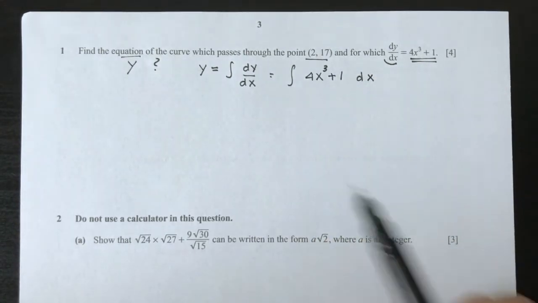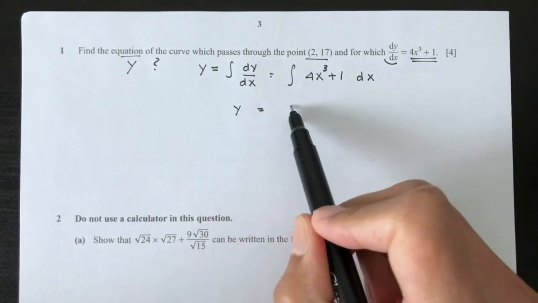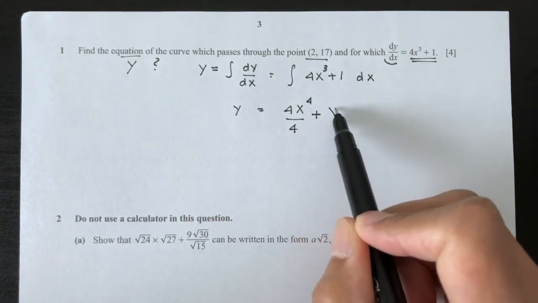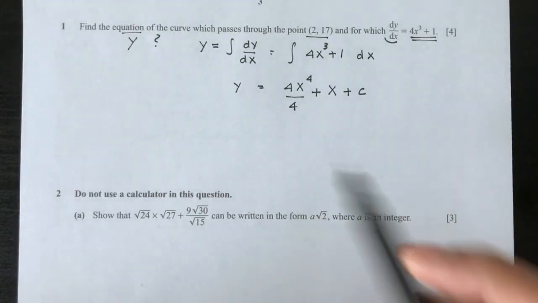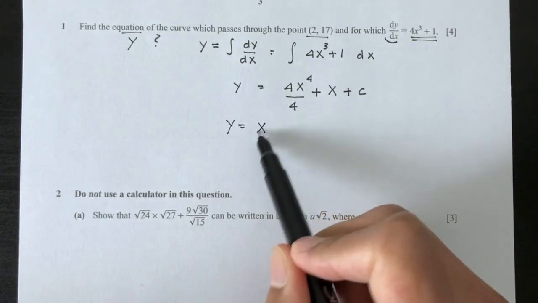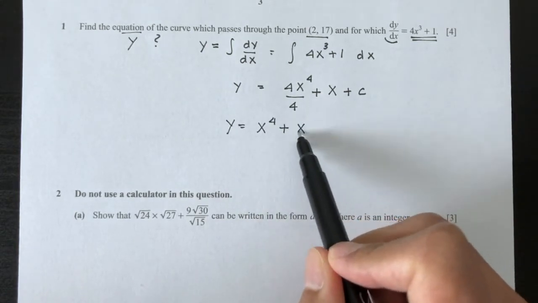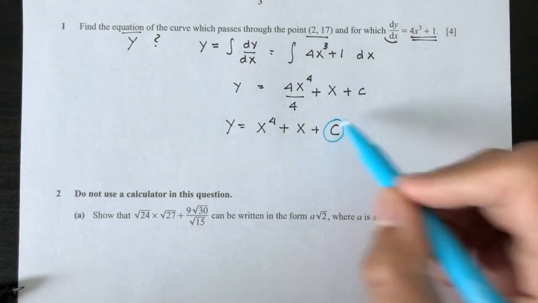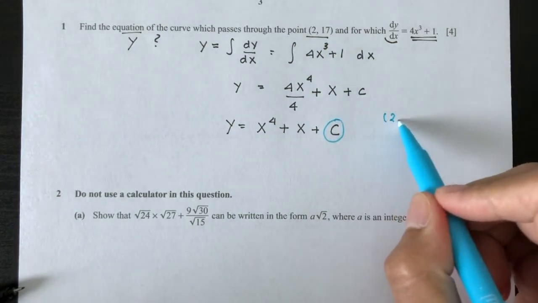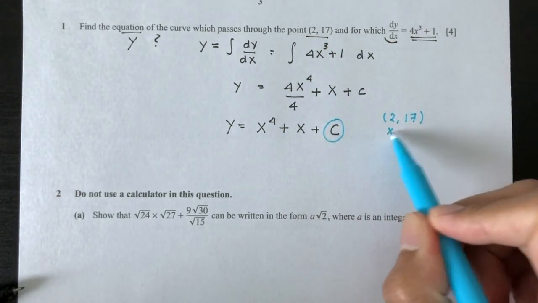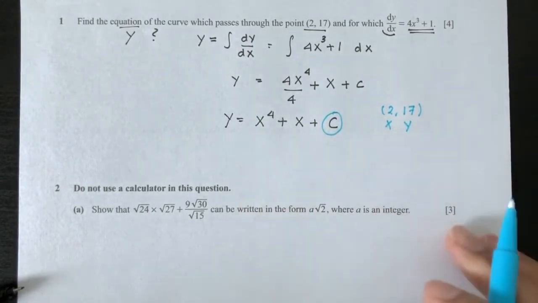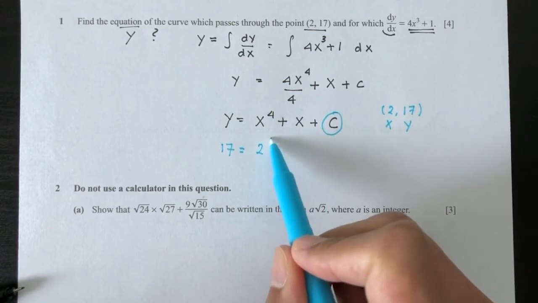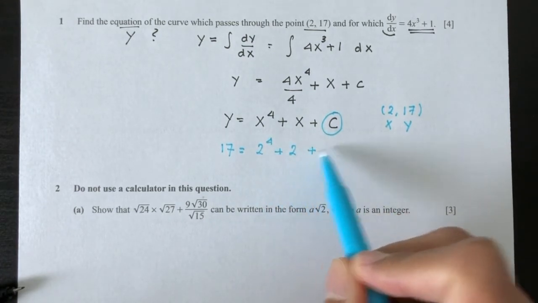Now let's do this step by step. This will give you 4x power 4 divided by 4 plus x plus c. Simplify. y will be x power 4 plus x plus c. So now you have to find the value of c by using these 2 points. So this is 2 and 17. This is your x and your y. Replace back in your equation. That will give you 17 here, and x will be 2 power 4 plus 2 plus c.